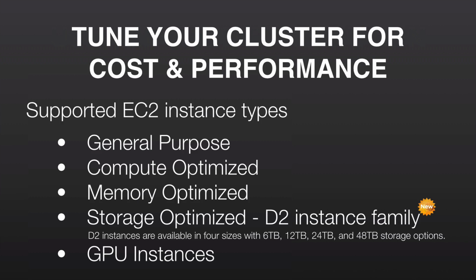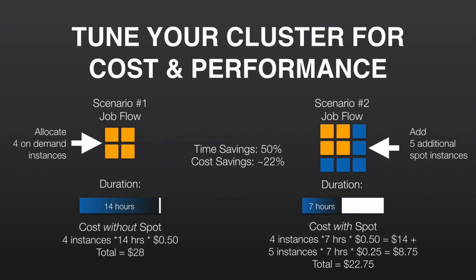And lastly, we also have the GPU instances with the NVIDIA Kepler floating point cards available in them. So if you want to combine Hadoop with applications that demand really intensive floating point performance, then there's an option available for you to do that as well. So one way to tune your cluster for cost and performance is to select the optimal instance type for your workload. The second way to tune is to inject resources from the AWS spot market.